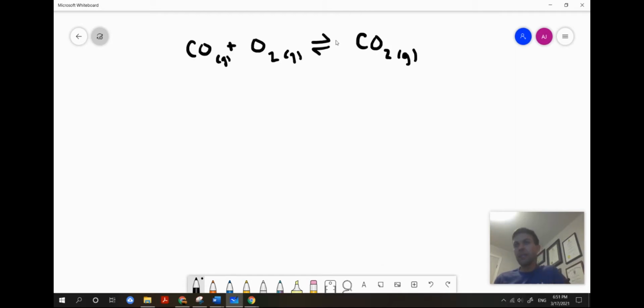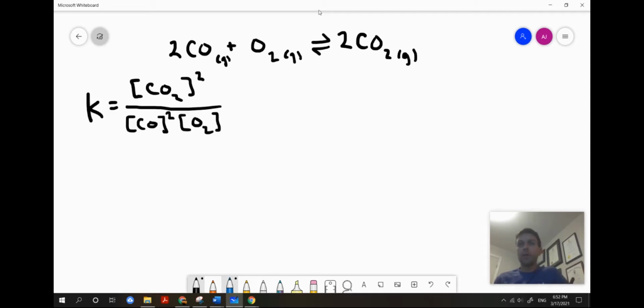For our second example, let's look at the conversion of carbon monoxide to carbon dioxide. So once again, our first step is to balance the chemical equation. Now that it's balanced, let's write out the equilibrium equation. This would be a good time to pause the video and see if you can write that out now. Okay, so here is our equilibrium expression for this reaction.